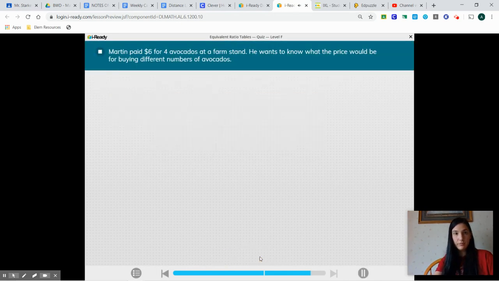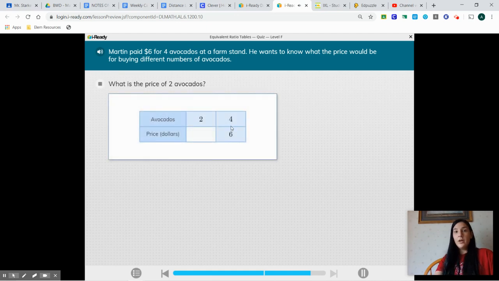Martin paid $6 for 4 avocados at a farm stand. He wants to know what the price would be for buying different numbers of avocados. What is the price of 2 avocados?